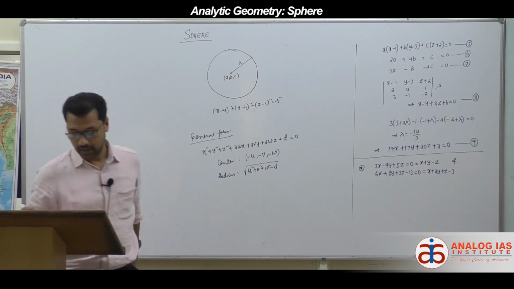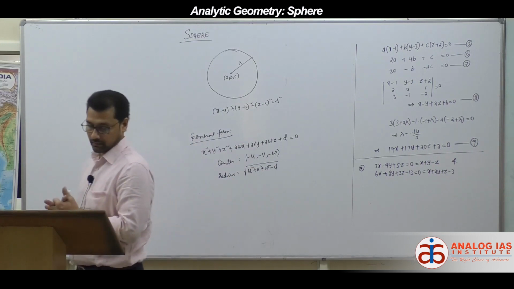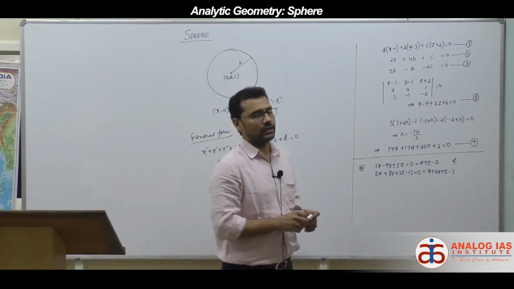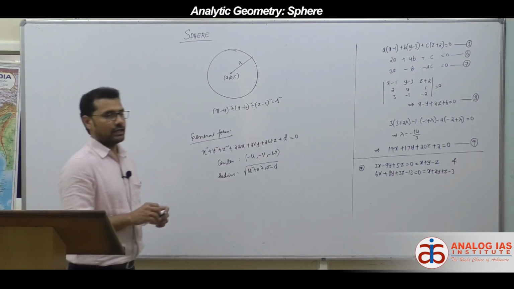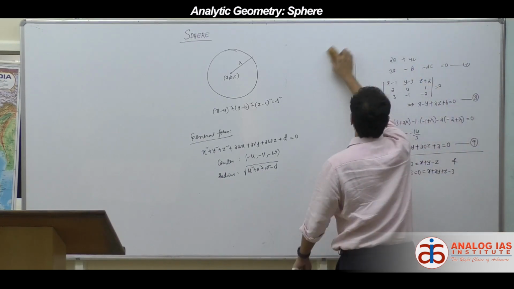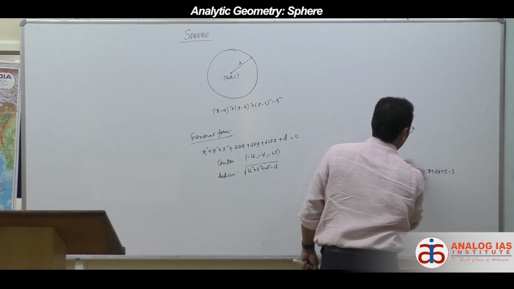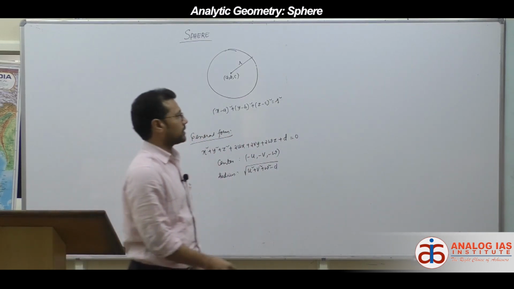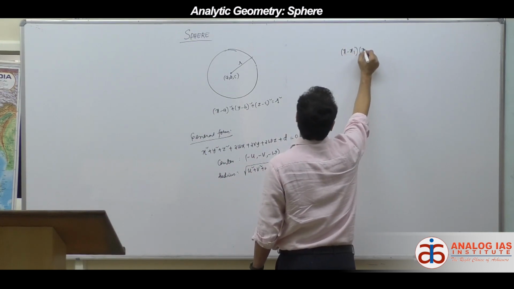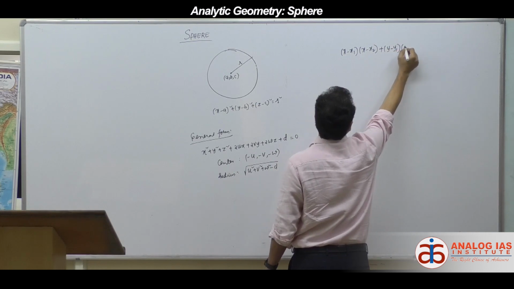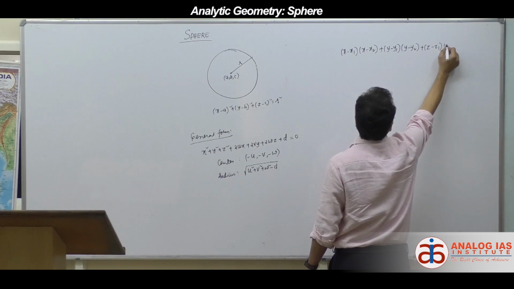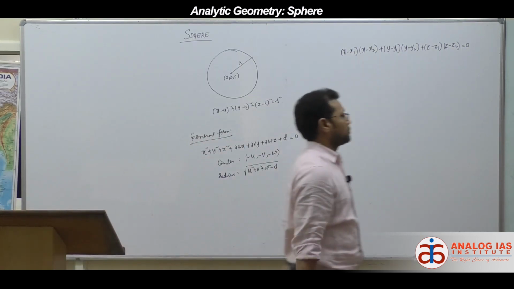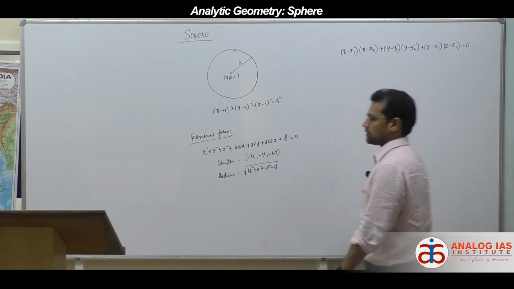Now take a statement. The equation of a sphere on the line joining the 2 points (x1, y1, z1) and (x2, y2, z2) as extremities of a diameter is given by (x minus x1) into (x minus x2) plus (y minus y1) into (y minus y2) plus (z minus z1) into (z minus z2) equal to 0.